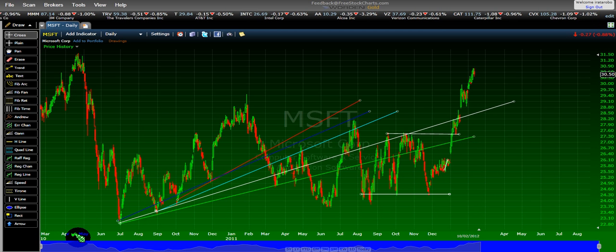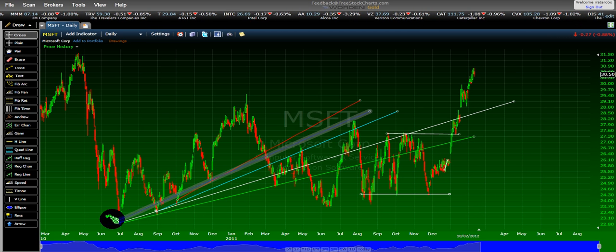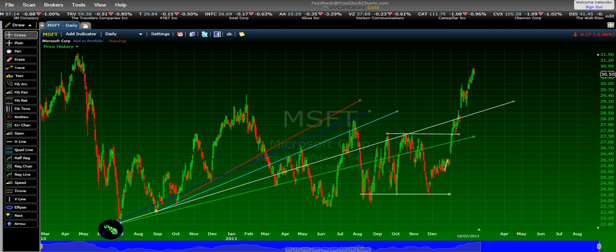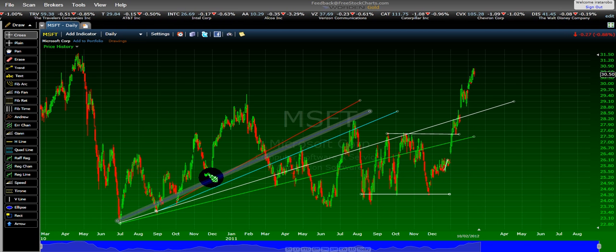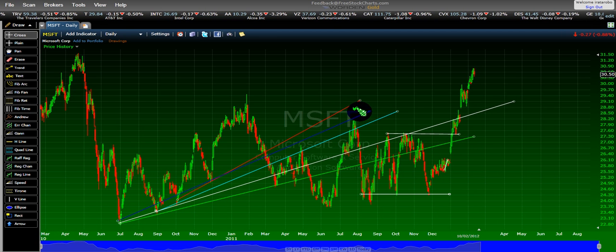You see, so I have the green one from the same point, the white one from the same point. Now I have the blue one which is joining this point and this point. I just need 2 points to draw a trend line. This is about the bullish trend line.